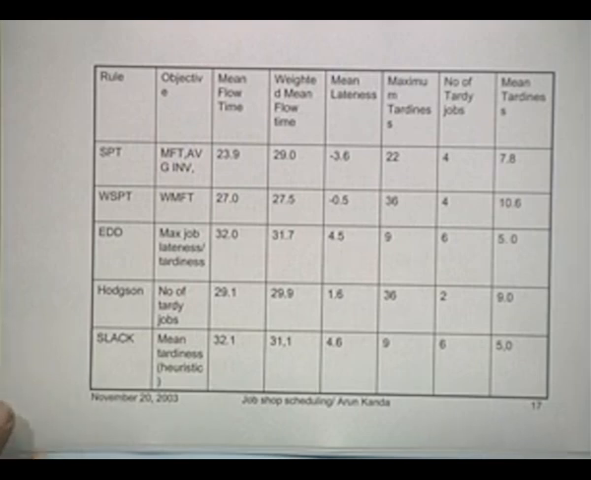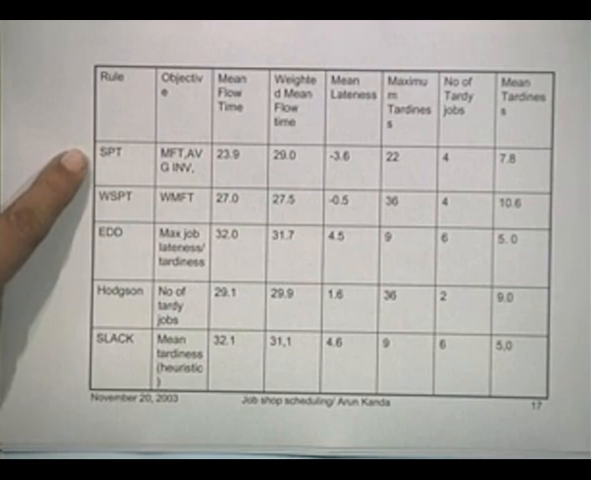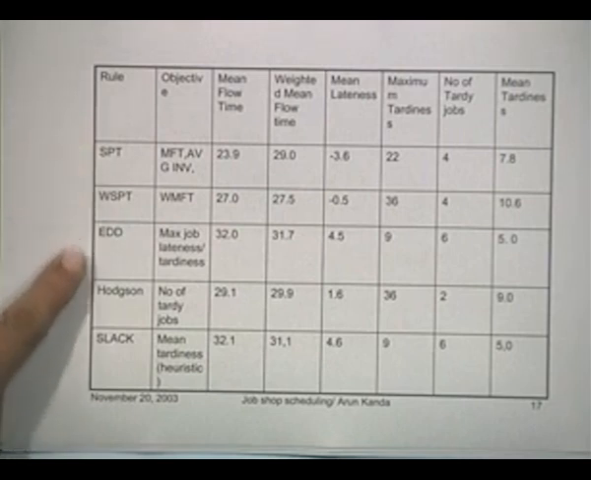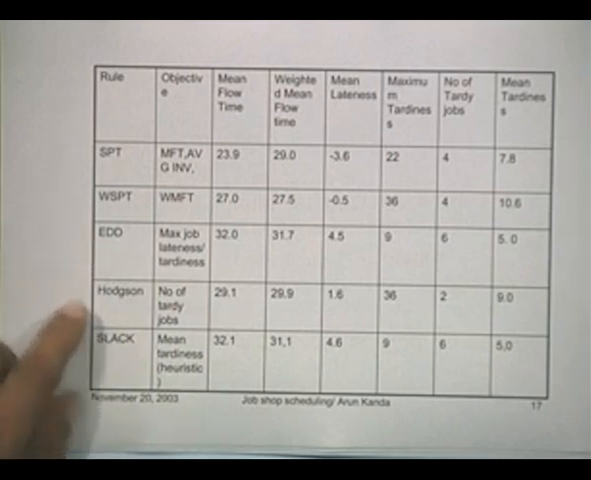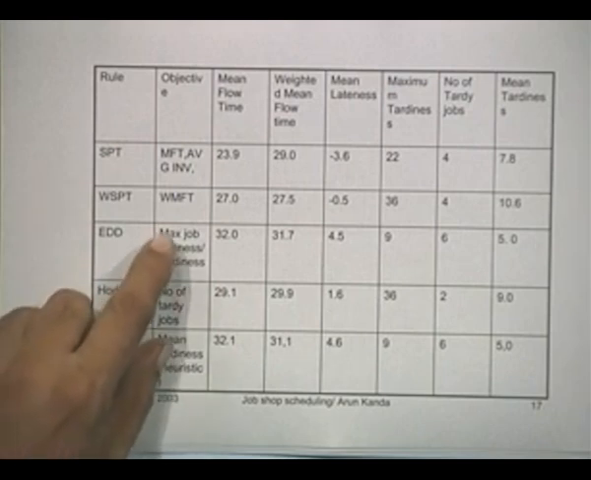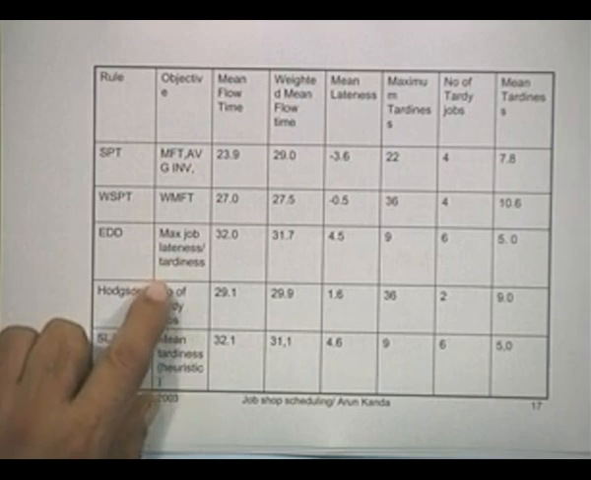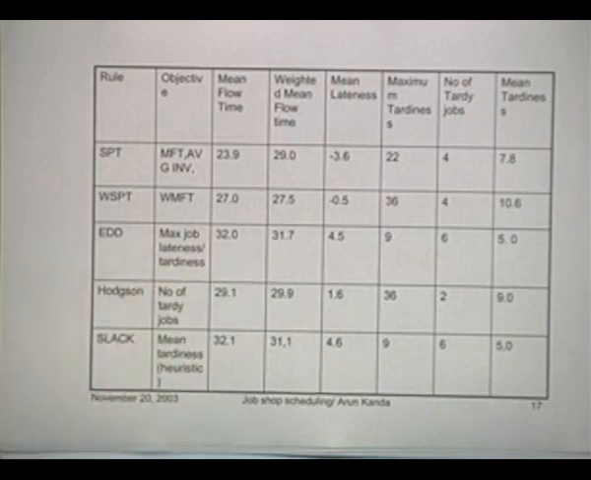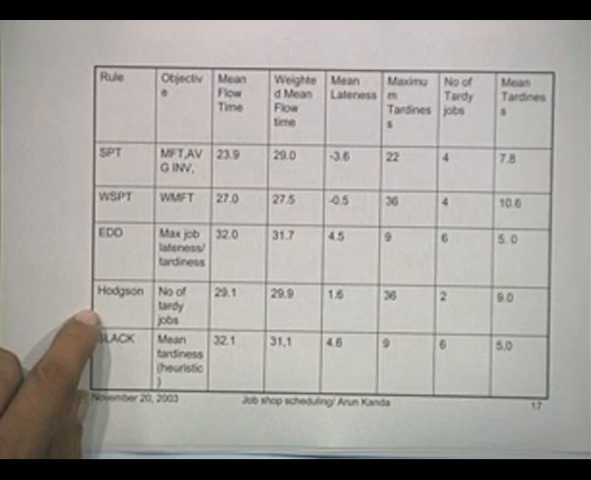So what we have basically tried to show here is that just in the case of the SPT we considered the proofs. In the other cases we are simply stating the results without proof. That WSPT will minimize the weighted mean flow time. The earliest due date will try to minimize the maximum job tardiness or the maximum job lateness. Hodgson's rule will try to minimize the number of tardy jobs.